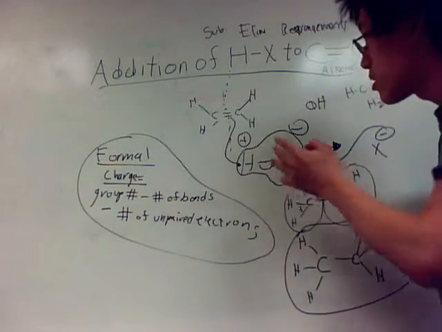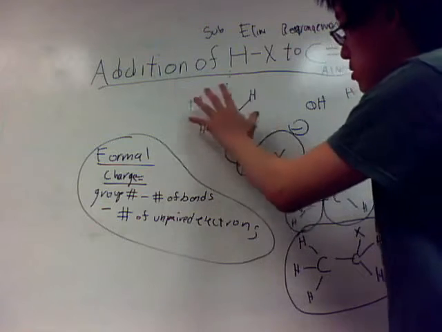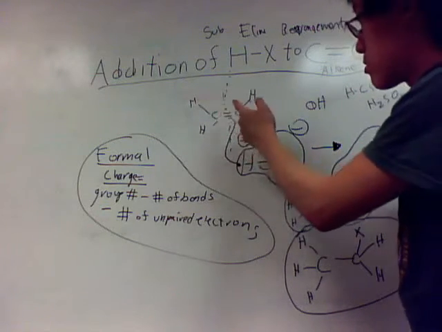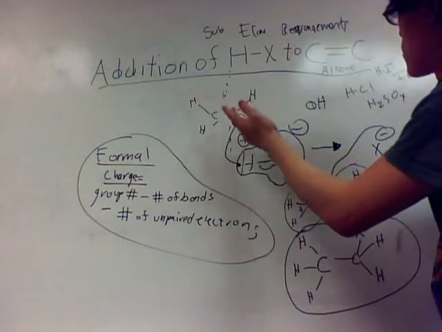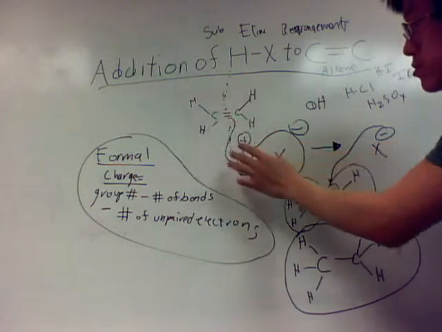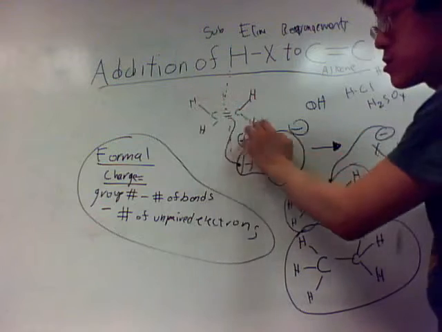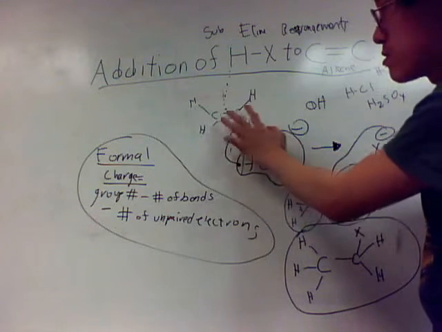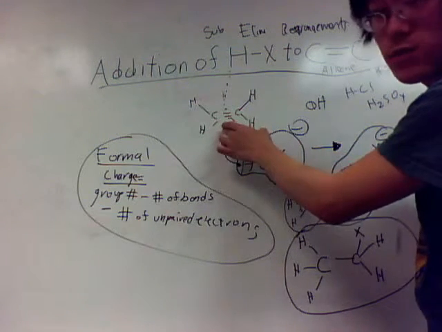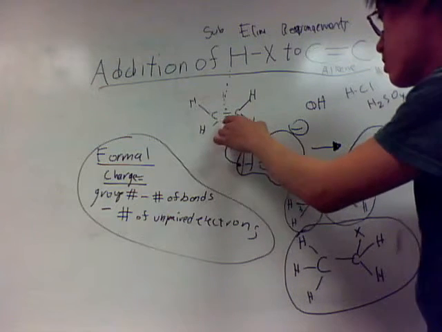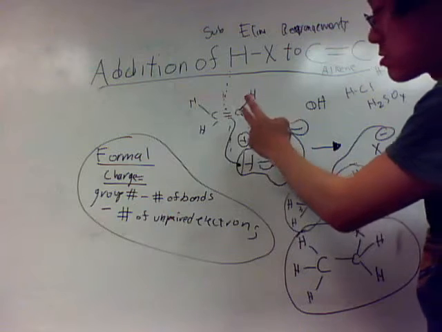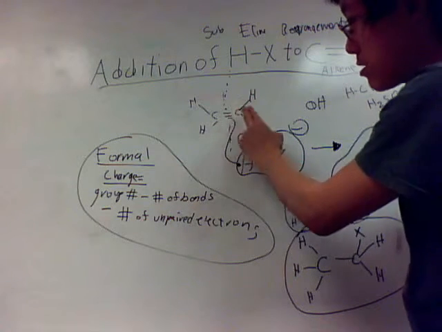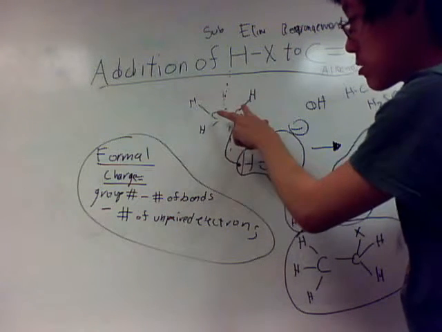So in this video, I'll cover an easier problem. This is the addition of a run-of-the-mill alkene to a hydrogen halide. This right here is ethene. Just as a review of organic chemistry, eth stands for 2. Ene stands for double bond. So ethene is a double bond between 2 carbons.